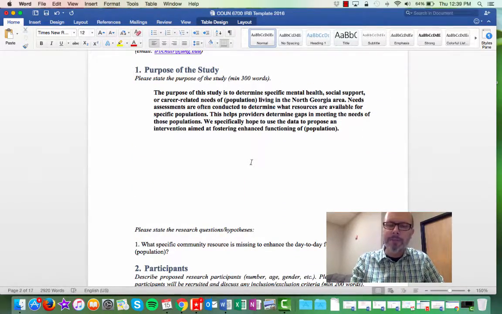I've already filled that out for you. Anytime in any of these paragraphs throughout you see population in parentheses, you should change that to whatever population it is that you're studying. So the purpose of this study is to determine specific mental health, social support, or career-related needs of whatever your population is living in the North Georgia area. You see that twice here in this paragraph.